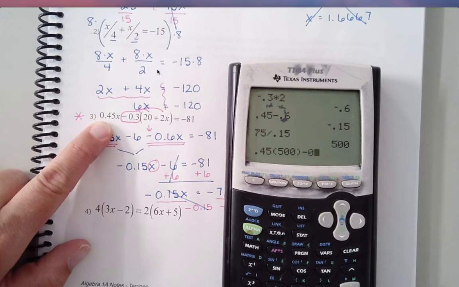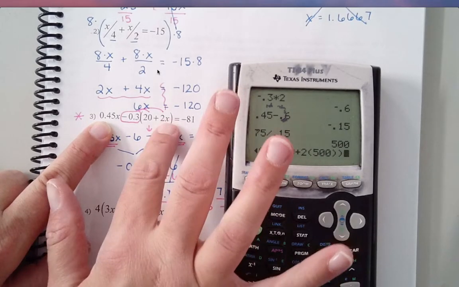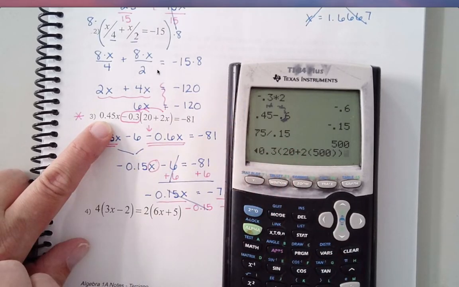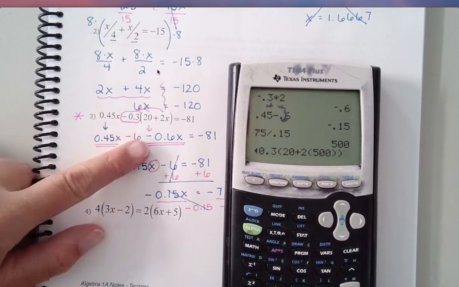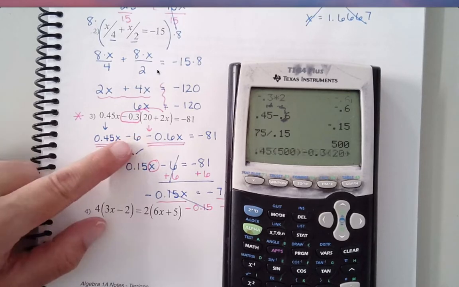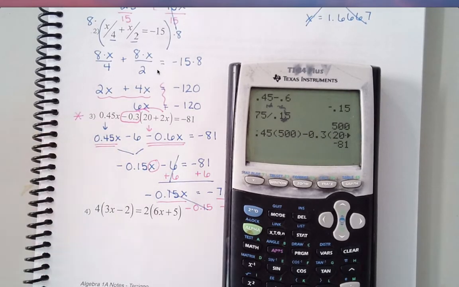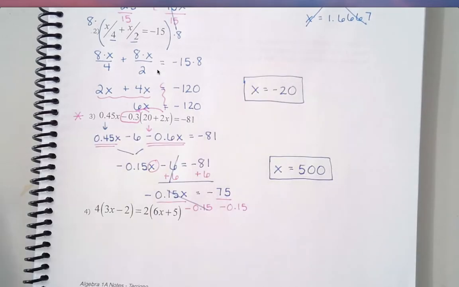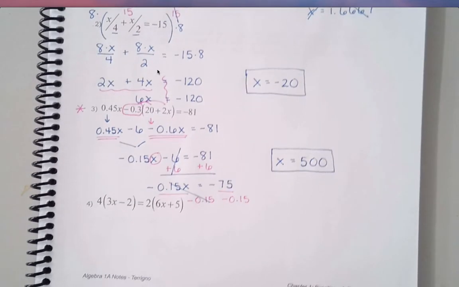Minus 0.3 parentheses 20 plus 2 times 500. Now this is a little weird. There's the parenthesis for the 500, and there's the parenthesis to close this parenthesis, okay? And I'm hoping a lot that it comes out to equal that negative 81. Voila, it does. So we were right the whole time. Okay? So just keep that in mind. With these equations, you can always use that method.